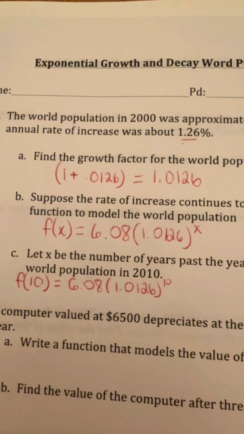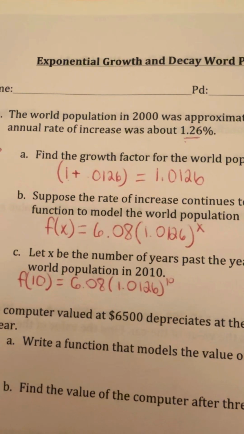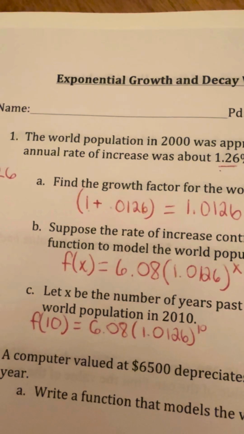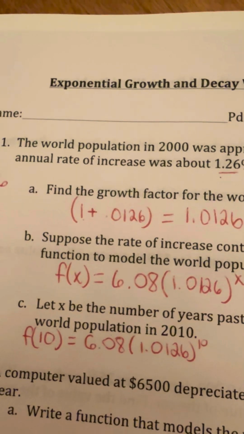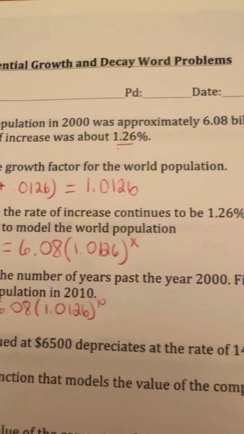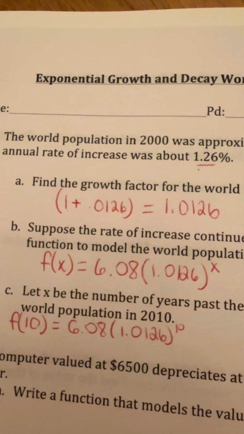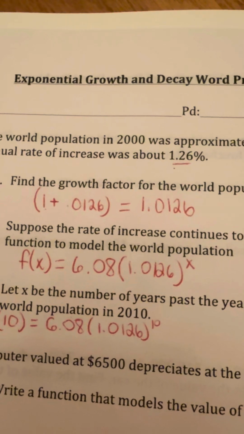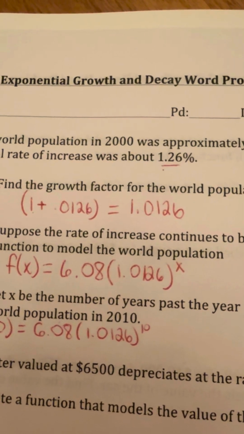Three times the charm. All right, so exponential growth. I'm going to try this again. The world population in 2000 was approximately 6.08 billion, and we're looking at an annual rate of increase of about 1.26%.